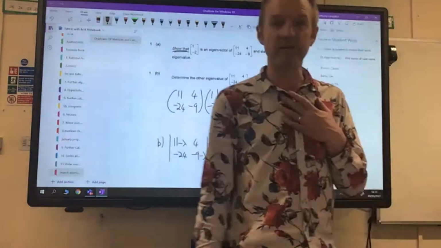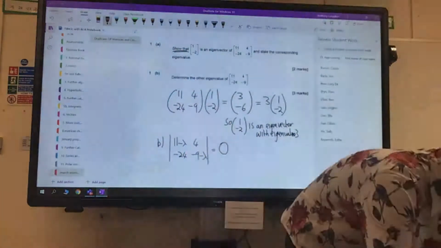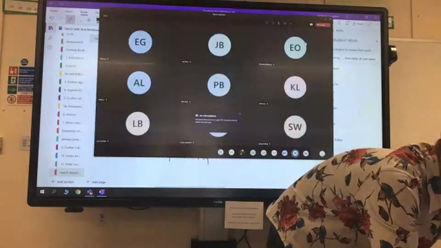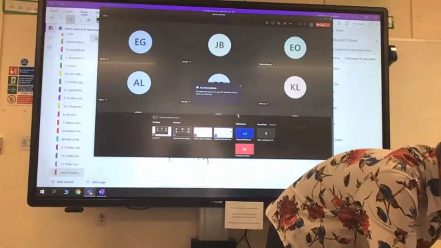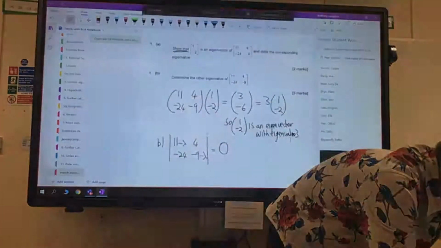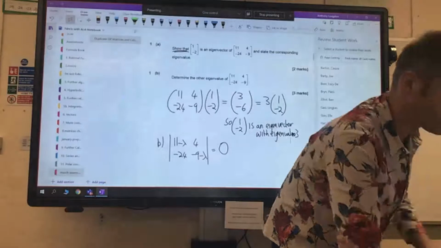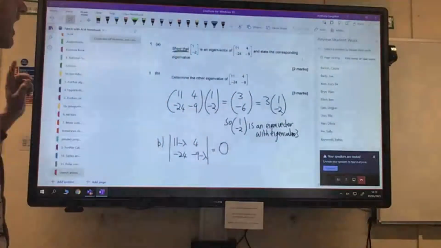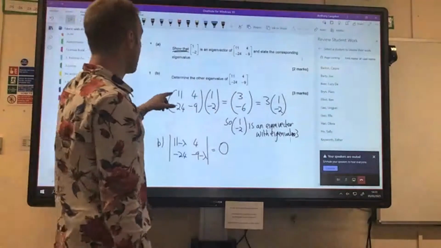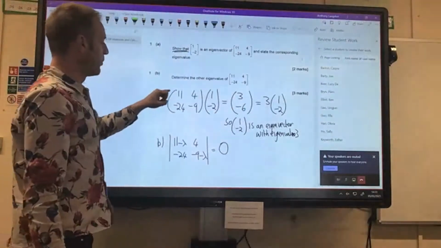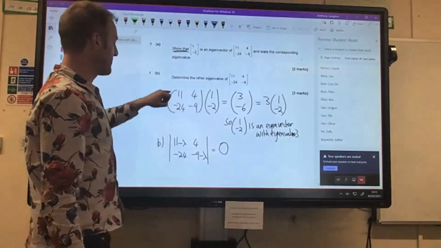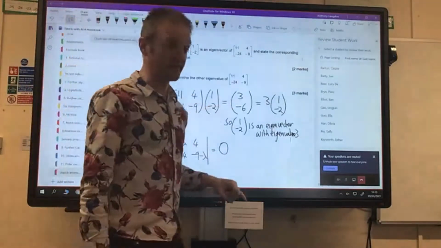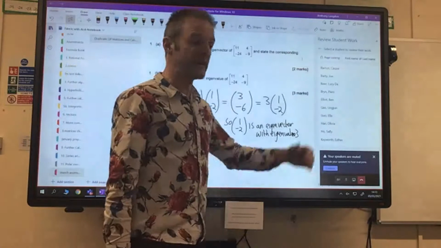Are there any questions? I'm not screen sharing with you. Maybe you can see it, but I bet some of you can't. Yeah. Because the question is saying I show that. So how can we just use it as given? I haven't used it as given. I haven't used it as given. I have multiplied the vector 1, minus 2 by the matrix 11, 4, minus 24, minus 9 and got 3, minus 6.